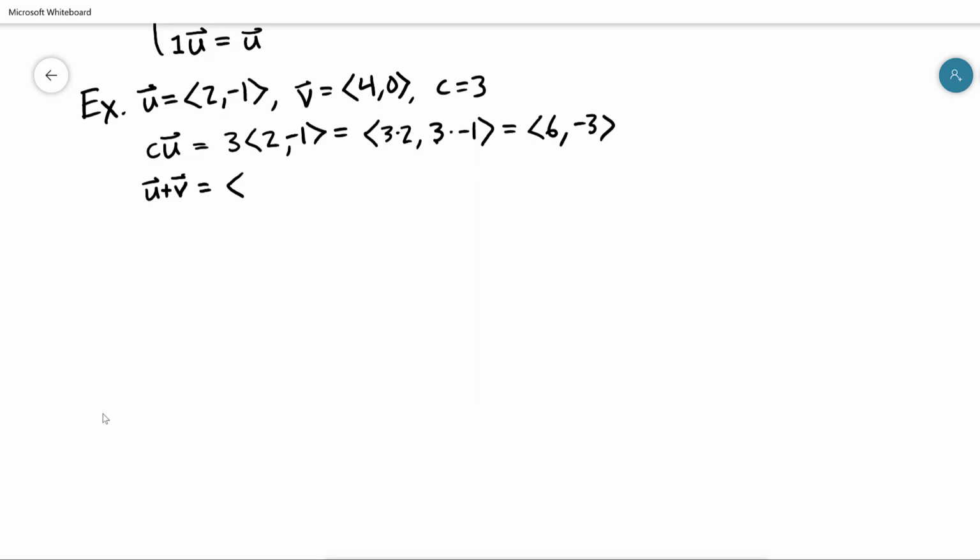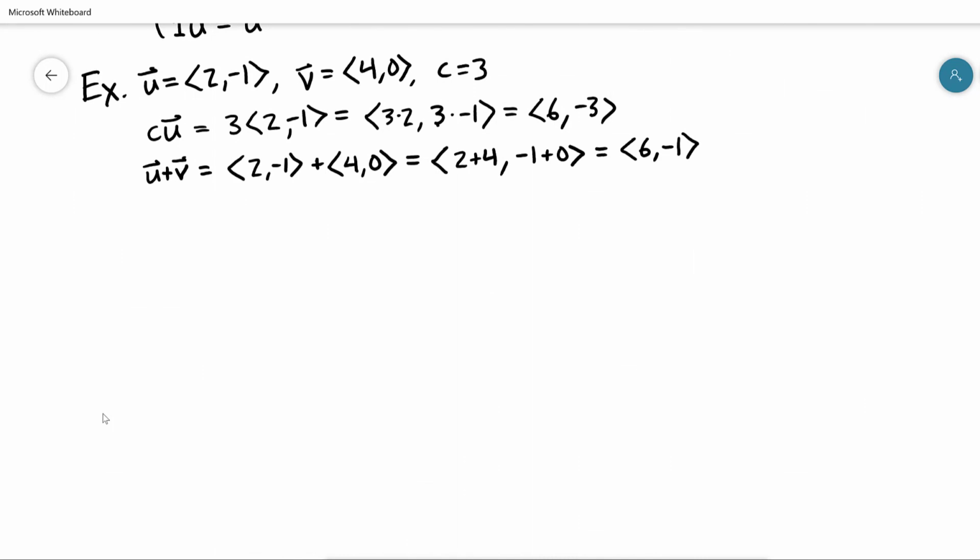Well, we said that's just going to be the vector u, which is 2, negative 1, plus the vector v, which is 4, 0. And when we add those two things together, we will just add component-wise. So add the first components together, 2 plus 4, and then add the second components together, negative 1 plus 0. And what's the result? Well, that first number adds to 6, the second number adds to negative 1. So that's what it will look like if you just add a couple of vectors together, or multiply a vector by a constant. That's how we do it with actual numbers.